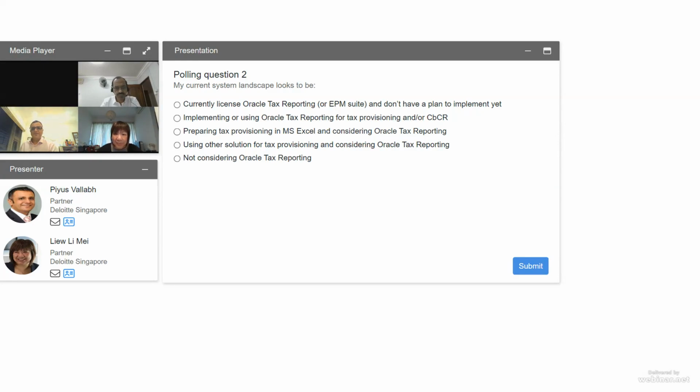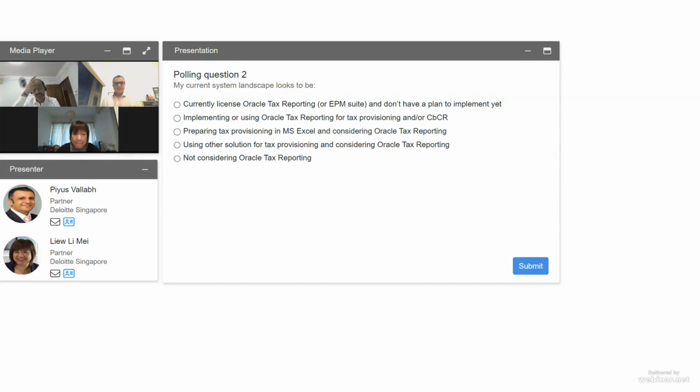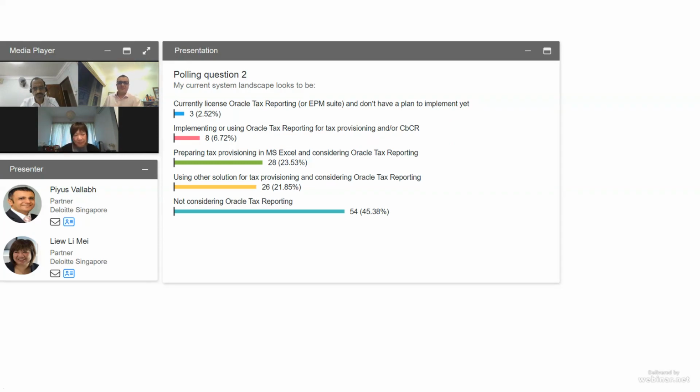Got a few more results coming through, so it's quite a mix here, with some people using Microsoft Excel for tax provisioning. Where have we seen that before? That's quite prevalent amongst a lot of corporates, and they're considering using some form of technology, whether it be Oracle, whether it be SAP or other providers. The 4th one's interesting as well, using a solution for tax provisioning other than tax reporting. So that's linked to the 3rd option of considering some form of technology, whether it be in Excel, etc.